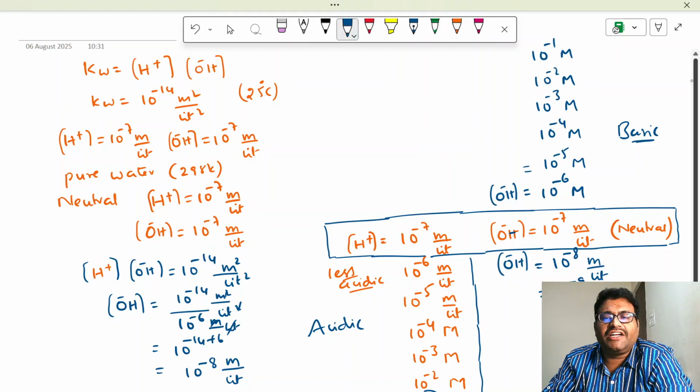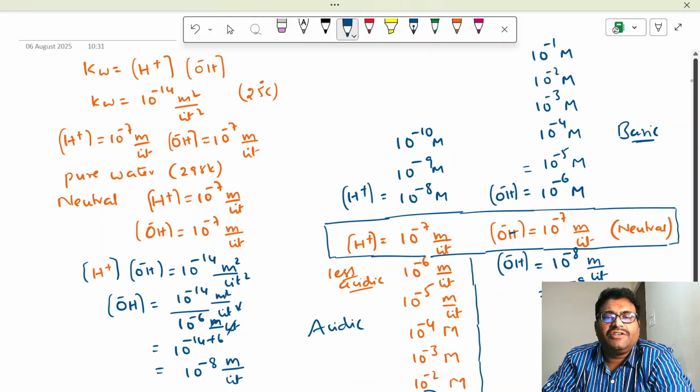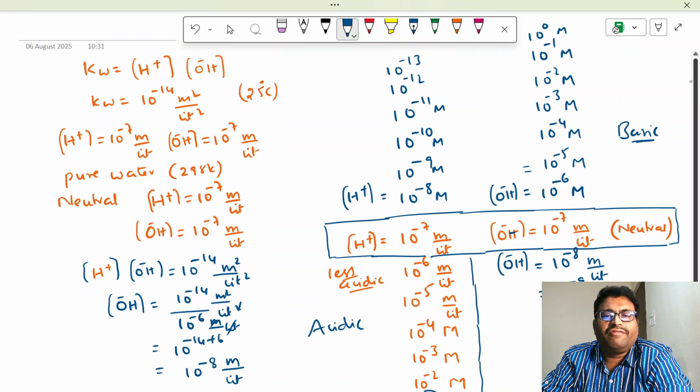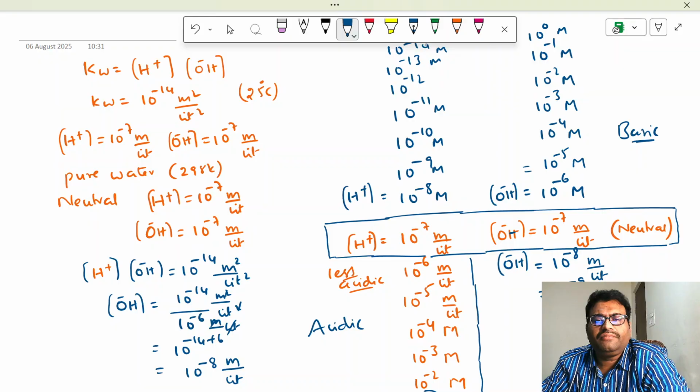H plus ion concentration, let us take, if it is 10 power minus 6, it will be 10 power minus 8 molar. Like that, 10 power minus 9 molar, 10 power minus 10 molar. See, you have to multiply these two. Okay, these are all H plus ion concentrations. So, like 10 power minus 11 molar, 10 power minus 12, 10 power minus 13. So if it is 10 power 0 molar, it will be 10 power minus 14. Okay, 10 power minus 14. Did you get this?